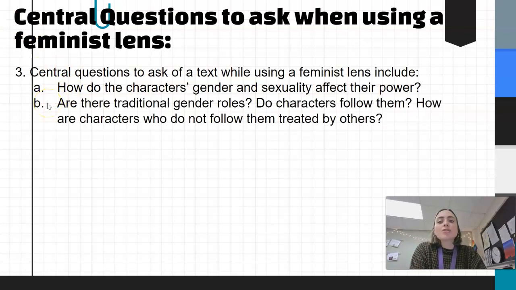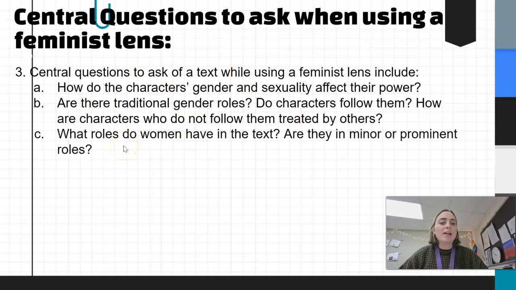Second question to ask is, are there traditional gender roles? Do characters follow them? How are characters who do not follow them treated by others? So traditional gender roles, that means like the things that you're expected to do based on your gender. And some traditional gender roles include like men being really strong and masculine and women being weaker and more feminine, maybe like girly, into makeup, emotional, things like that. So does Curly's wife fit the traditional gender roles of a woman? Do we see George and Lenny fitting traditional gender roles of men?